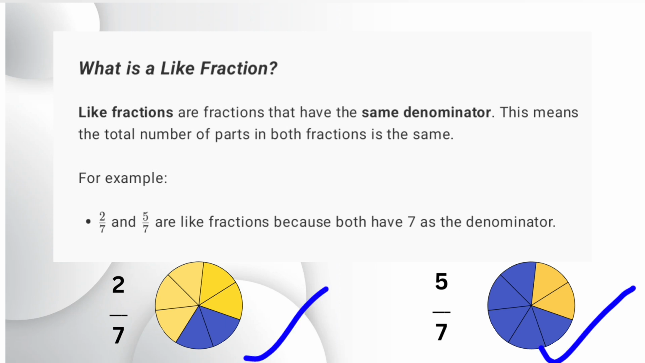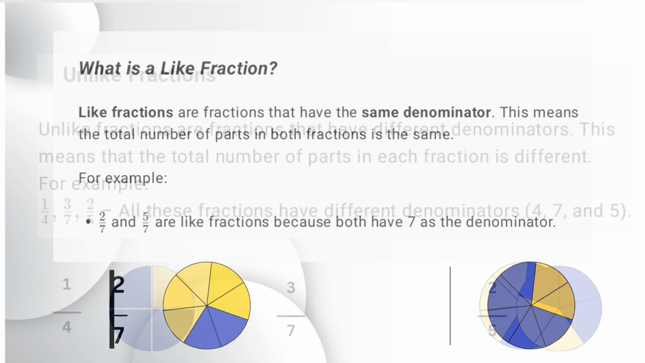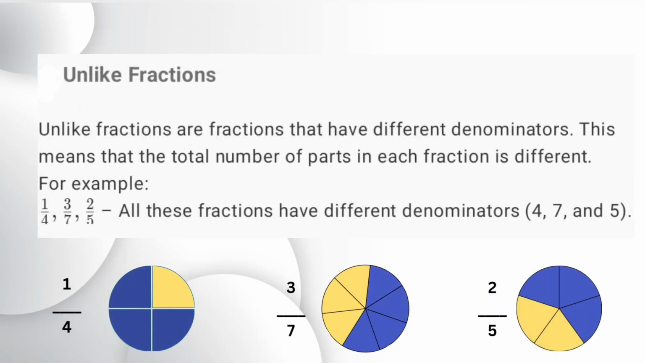Okay, next one, unlike fractions. Unlike fractions are fractions that have different denominators. This means that the total number of parts in each fraction is different. Here also we have to compare two or more fractions to check whether they are like or unlike. Okay, here 1 bar 4, 3 bar 7, 2 bar 5. All these fractions have different denominators, 4, 7 and 5. So they are unlike fractions.